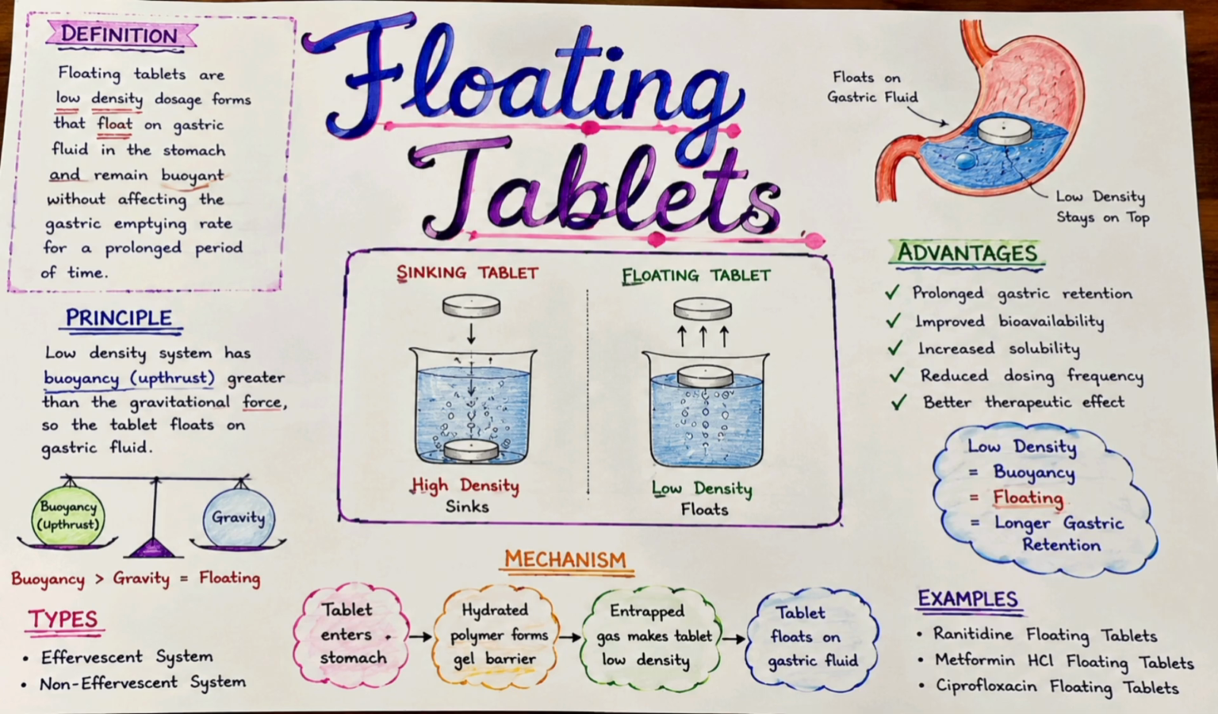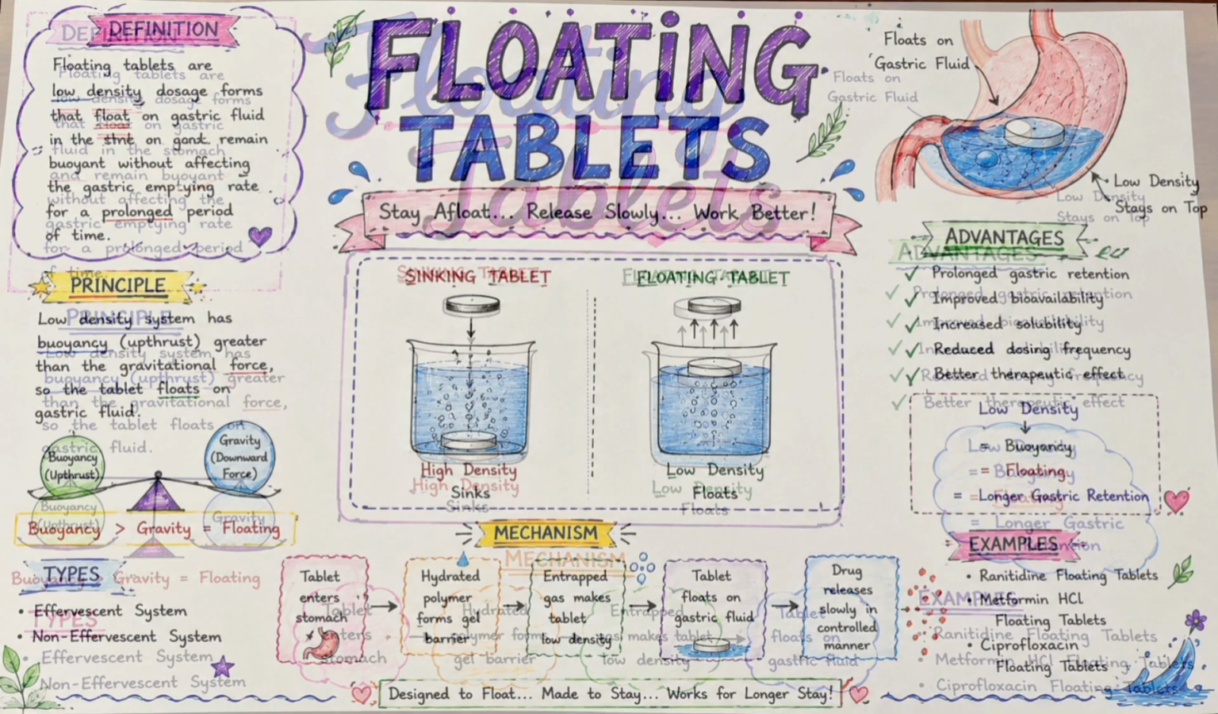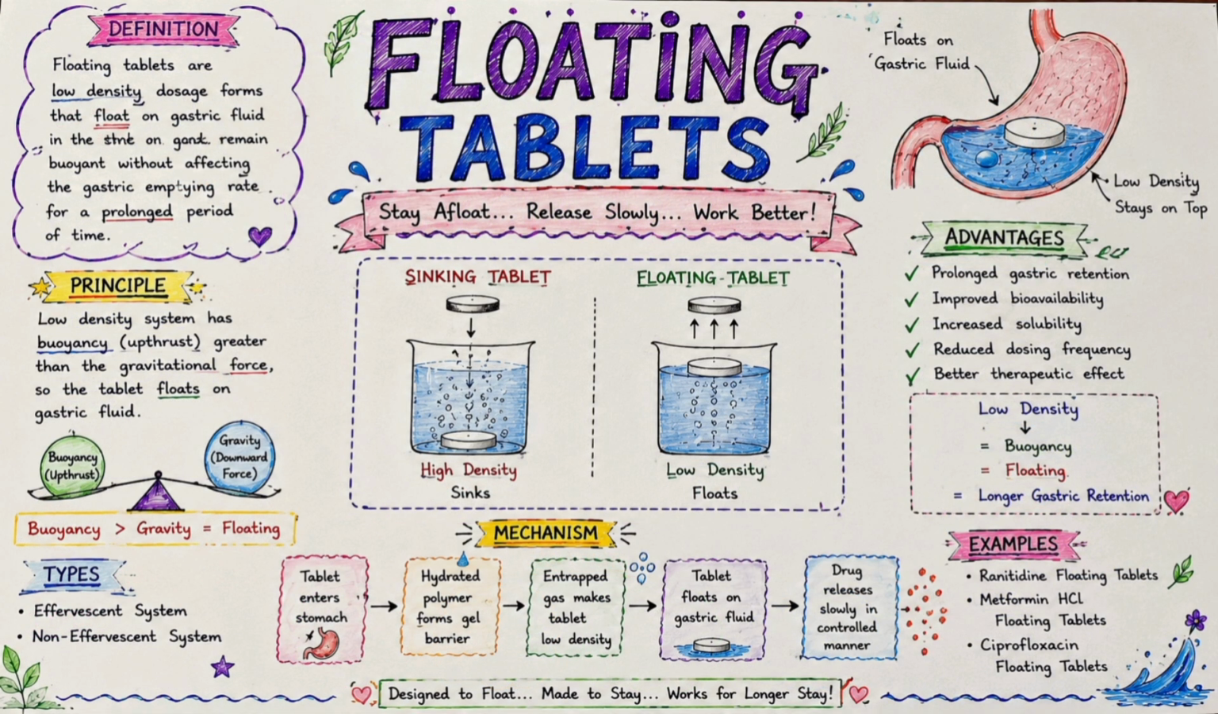so students, now take a white chart paper. At the center, write in a big colorful title, floating tablets. Below the title, write: stay afloat, release slowly. On the left side, create a box called definition. Write your keywords: low density, buoyancy, gastric retention and controlled release. Below that, draw the principle, draw a stone sinking, draw a boat floating. Write the low density, buoyancy and the floating.